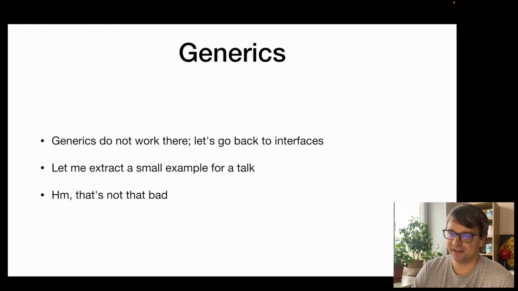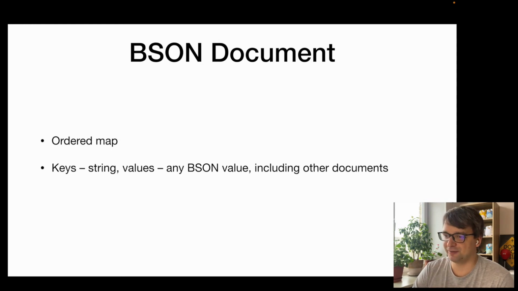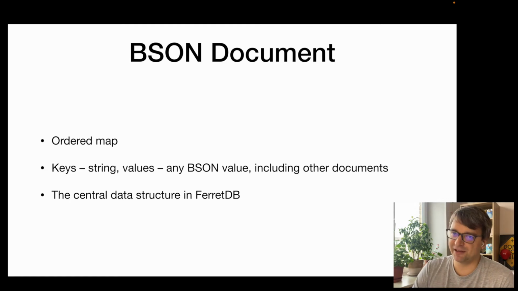To understand the problem, let me introduce some MongoDB stuff. So you probably heard about BSON. BSON stands for binary JSON. That's a binary serialization format which is used by MongoDB and also by FerretDB. And a BSON document is essentially an ordered map, key-value pairs where keys are strings and values any other BSON value, including other documents, of course. And that's a central data structure in FerretDB and also MongoDB. MongoDB commands on protocol level, that's BSON documents. And to know which command it is, we should check the first field of this document. And of course, to have the notion of the first field, it should be an ordered map.